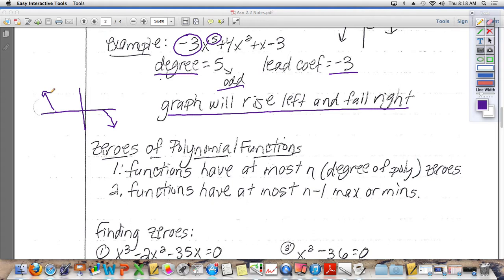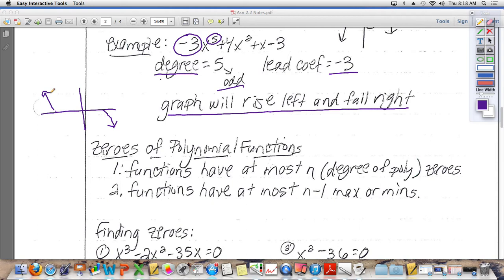Zeros of polynomial functions. This is when you need to be really good at algebra. You need to be able to factor things, which is part of your weaknesses, but you will get better as the year goes on. The first thing you need to say is this: functions have at most n zeros, n meaning the degree of the polynomial. So if it is a 5th degree, the most number of zeros that it could have would be 5. Are you with me there?